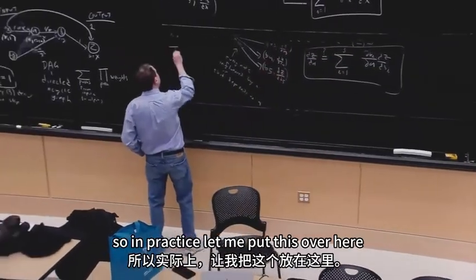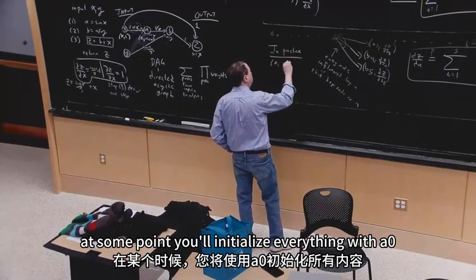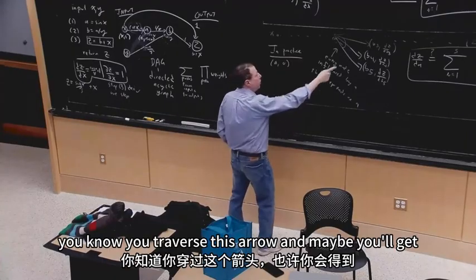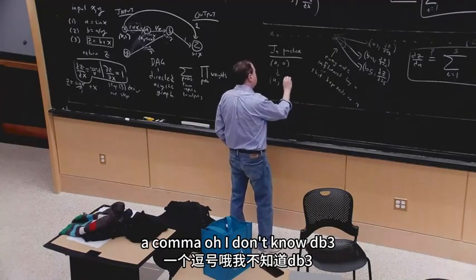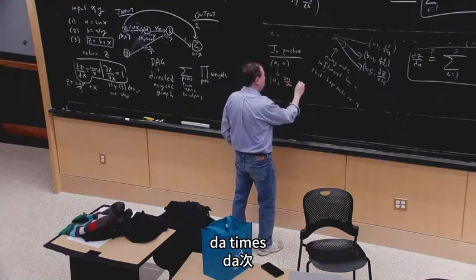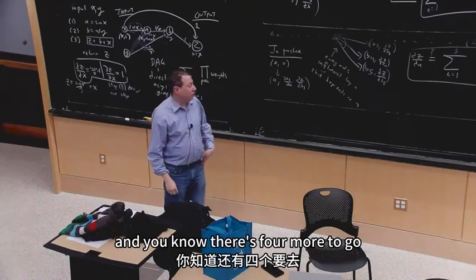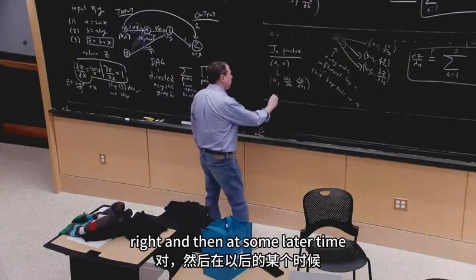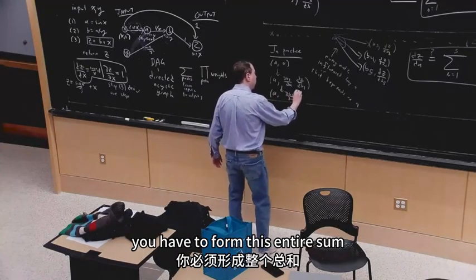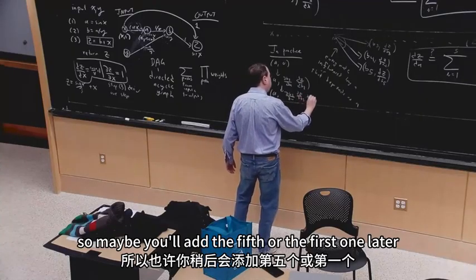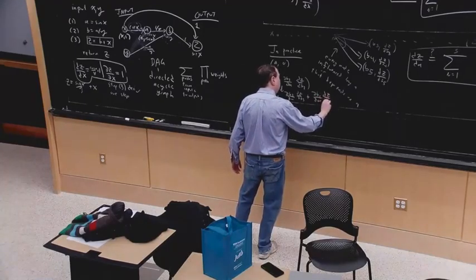so in practice, let me put this over here. In practice, at some point, you'll initialize everything with A0, right? And you traverse this arrow, and maybe you'll get A comma, I don't know, dB3 dA times dz dB3, right? You'll get one of your summands, and there's 4 more to go, right? And then at some later time, maybe what you'll do is fold in. There's no rule that says you have to form this entire sum at once, right? So maybe you'll add the fifth or the first one later, right? So dB1 dA dz dB1, right?